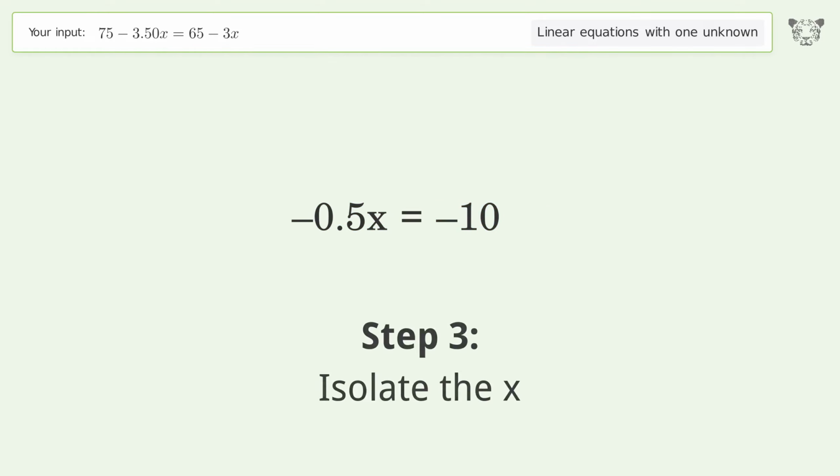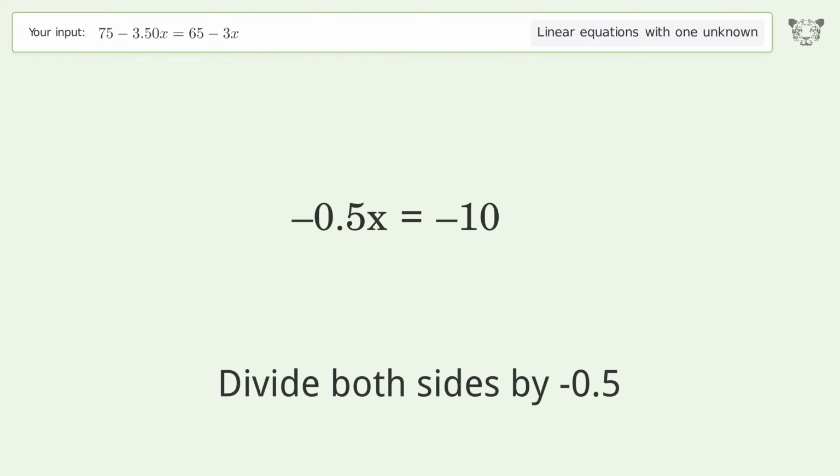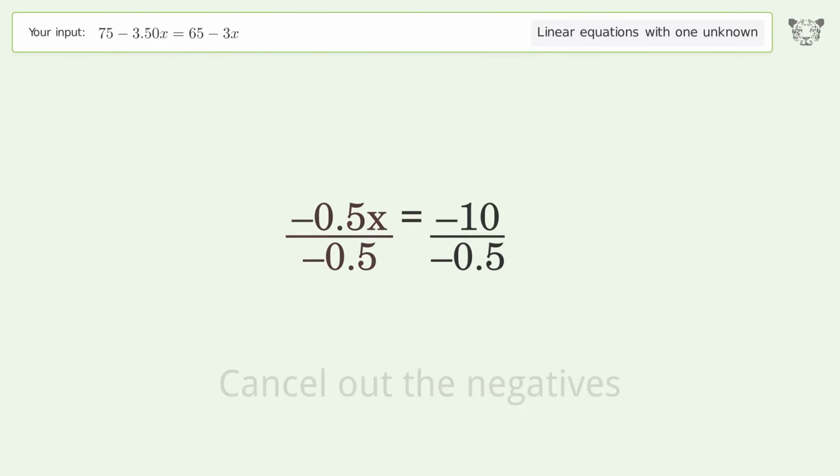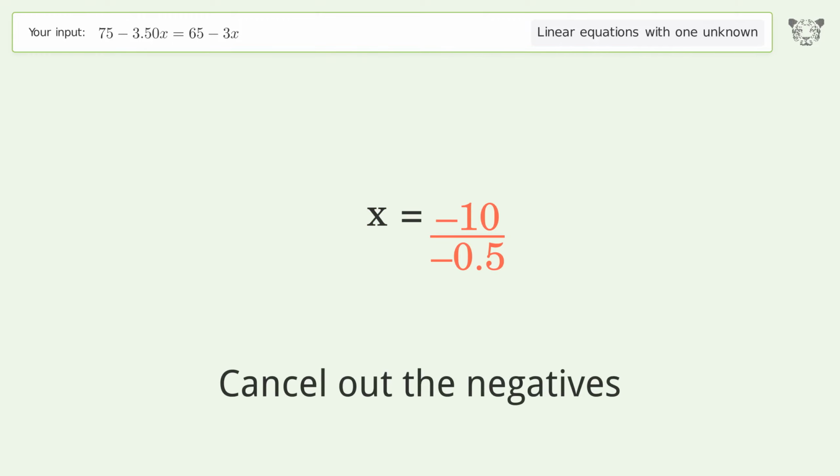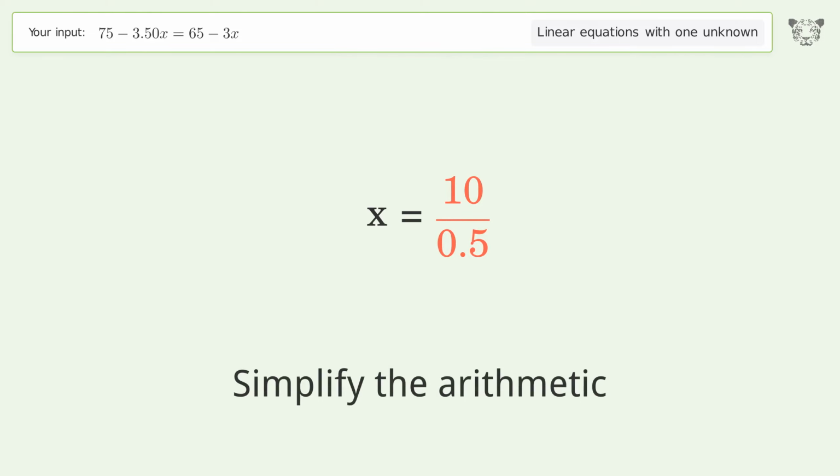Isolate the x. Divide both sides by negative 0.5. Cancel out the negatives. Simplify the arithmetic.